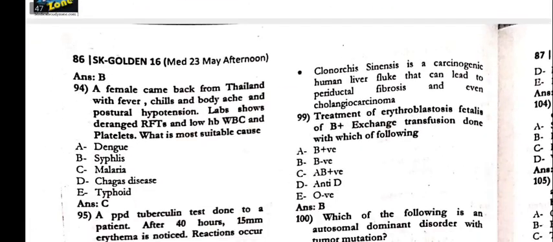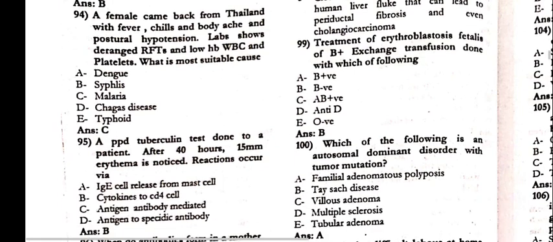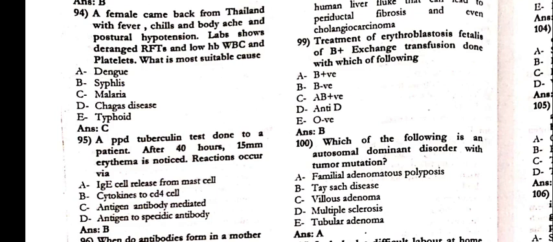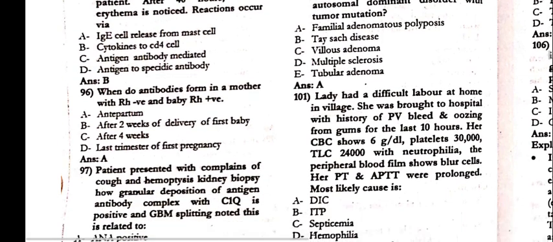Next, a female came back from Thailand with fever, chills and body ache. RFTs are deranged, and low Hb, TLC and platelets. This is due to malaria. Next, a PPD tuberculin test was done, and after 48 hours erythema is noticed. This is the cytokines from the CD4 cells.